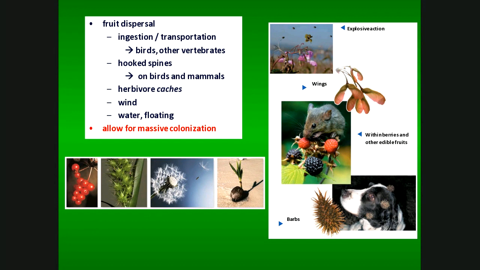Herbivore caches. A herbivore cache is where a herbivorous organism will save up food. And so fruits are very important for that kind of stuff as well. So wind will do it. Water, floating. This is a coconut seed. These things can float in the water.